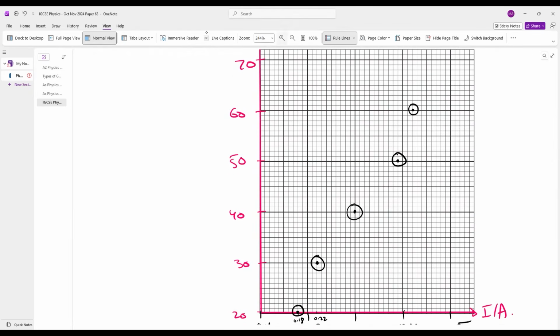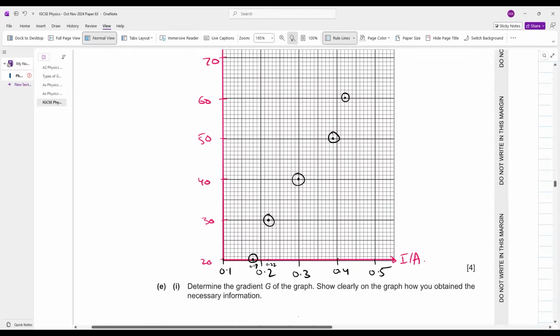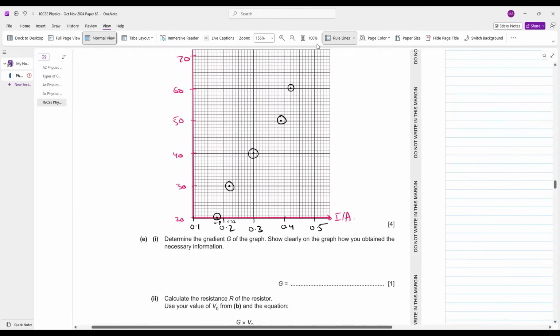Okay, so how many points do we have actually? 1, 2, 3, 4, 5, we have 5 points.